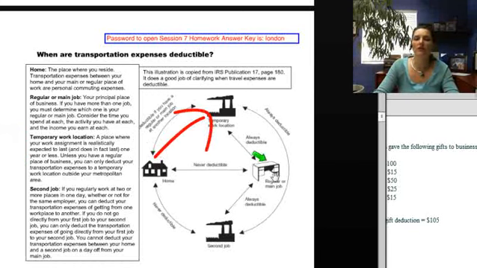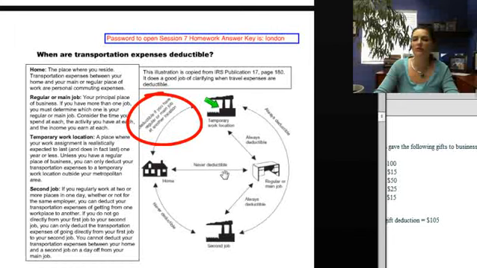If you have a regular or main job inside your metropolitan area, you can claim all expenses associated with travel to a temporary work location inside or outside of your metropolitan area, as long as the assignment is temporary, that is expected to last a year or less.